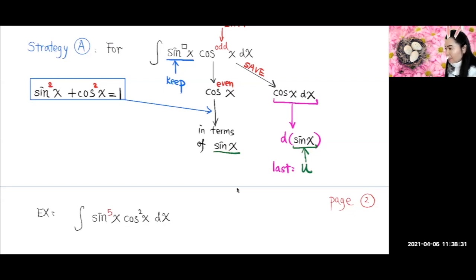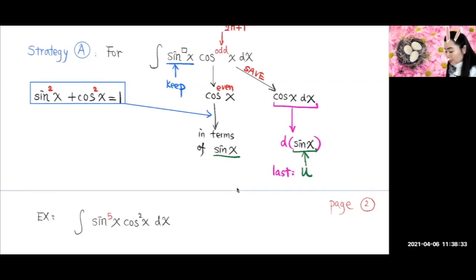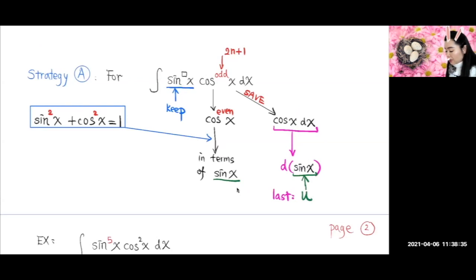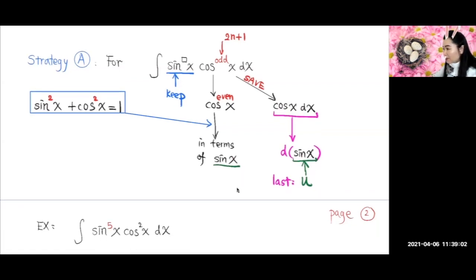Okay, so this is when you have this type of integral, sine x times cosine x, and the exponent on cosine x here is odd. You're going to save one cosine x together with dx, and then the remaining power for cosine x here will be even, and then you can proceed like this. So that's the first step. Save one cosine x with dx. Do you guys have questions about this?